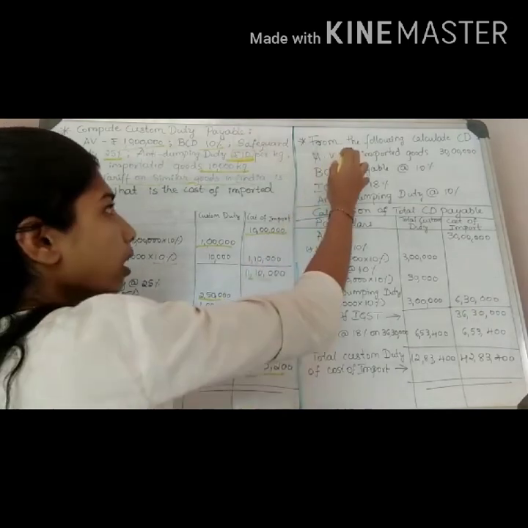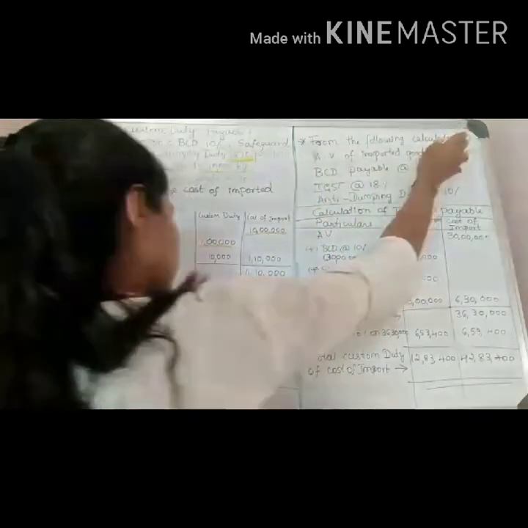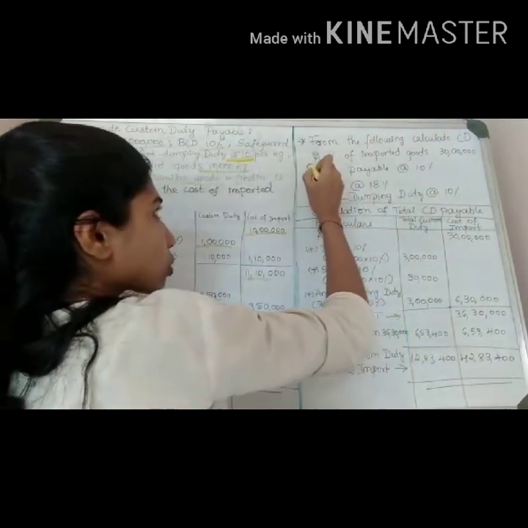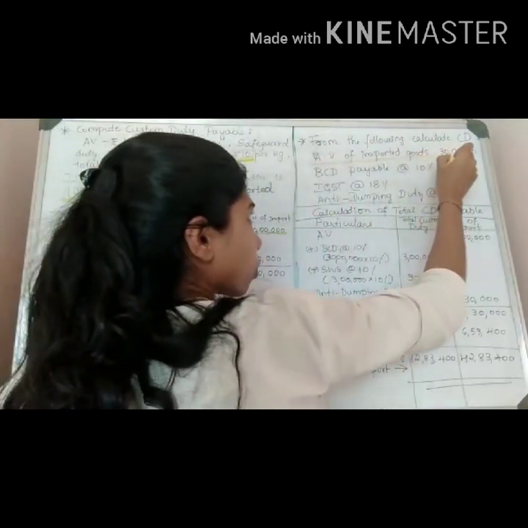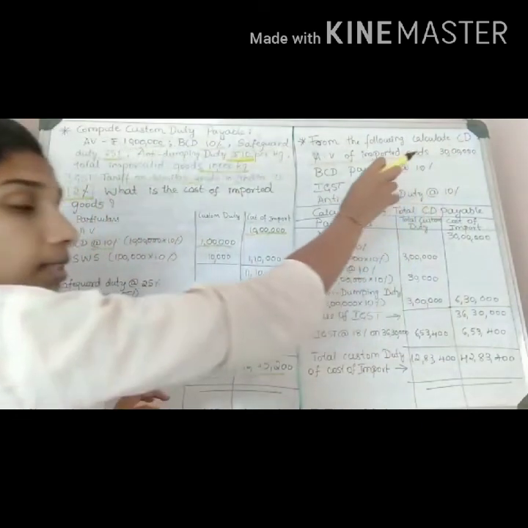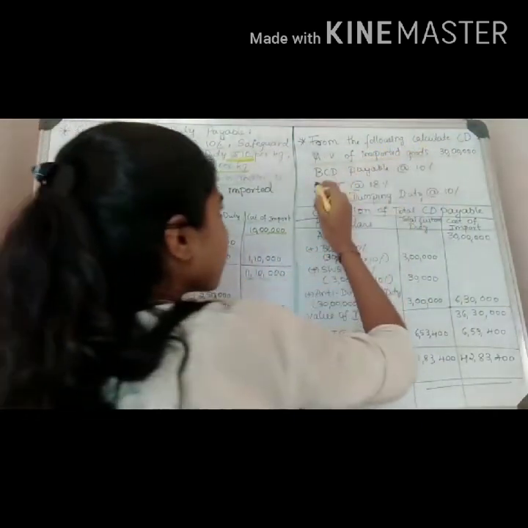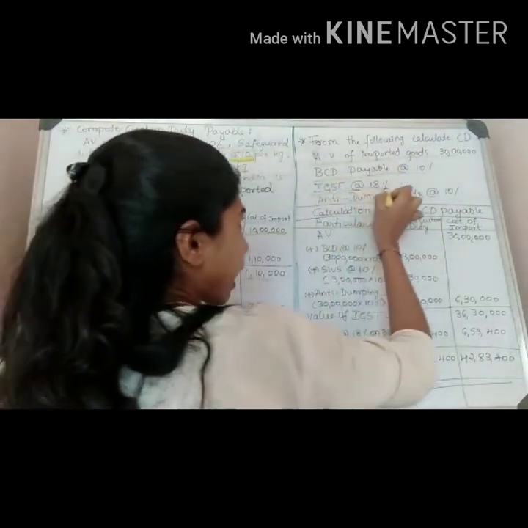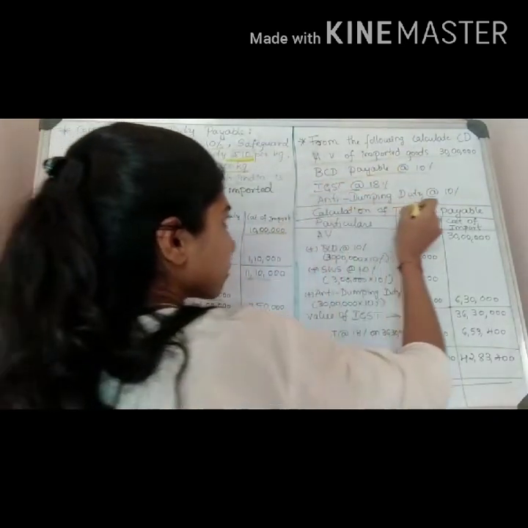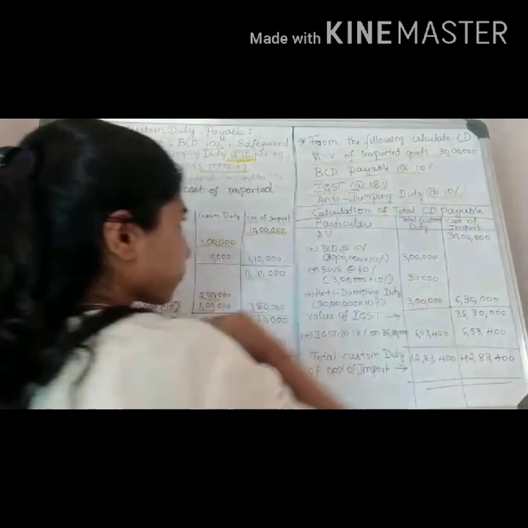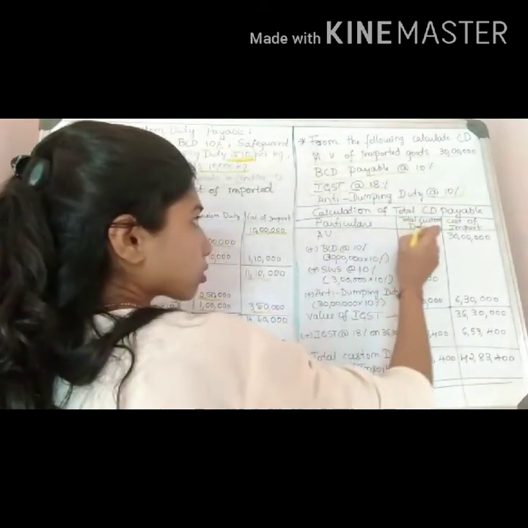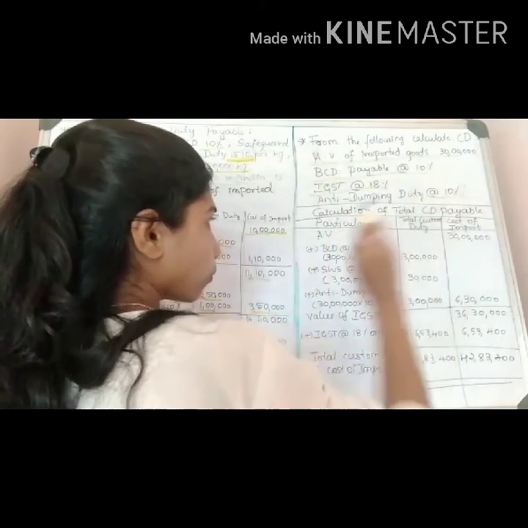Next problem: from the following, calculate customs duty payable. The assessable value of imported goods is 30 lakh. BCD payable at 10%, IGST at 18%, anti-dumping duty is 10%. Calculation of total customs duty payable.